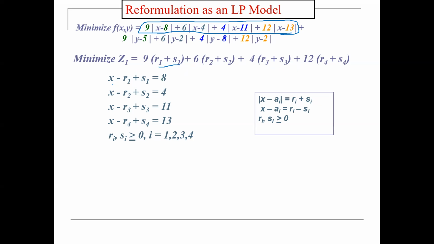Our constraints for this model are going to be X minus this piece, and that has to be equal to 4, X minus this piece has to be equal to 8, then 4, X minus this piece has to be equal to 11, and this piece has to be equal to 13. I'm sorry, those are not the weights, those are the current X coordinates of the existing facilities. So this piece of the equation has to be equal to that piece of the equation.